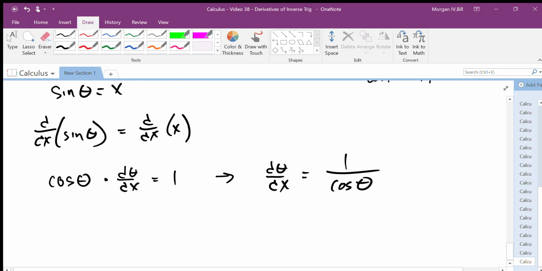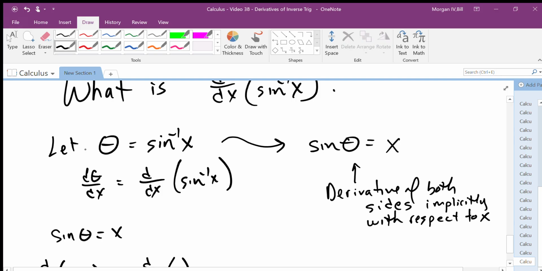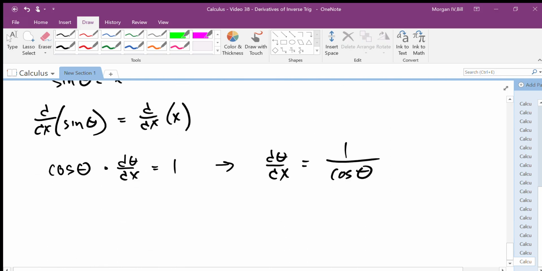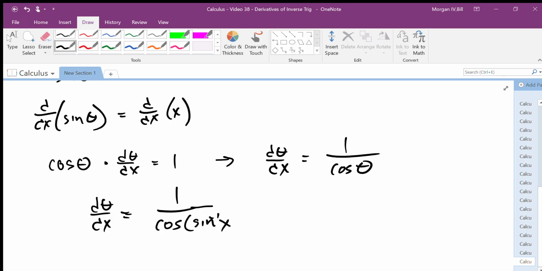Okay, 1 over cosine theta, but go back to the top. What is theta? Theta is the inverse sine of x. And so the d theta dx is 1 over the cosine of theta, which is the inverse sine of x. And here it is, the whole reason we did that trig function thing just a minute ago. Let me write that a little better. We want to know what is the cosine of the inverse sine of x.